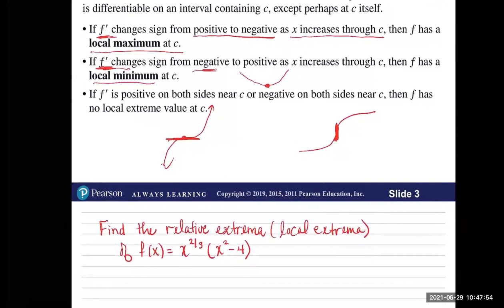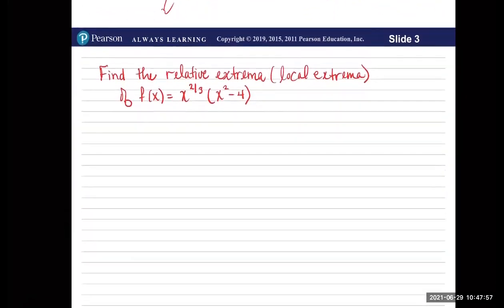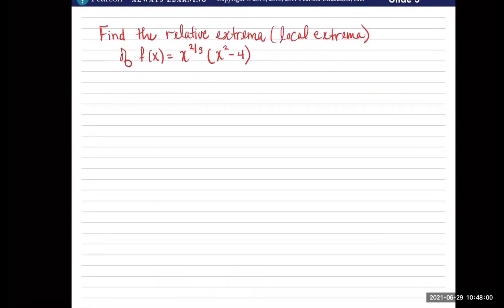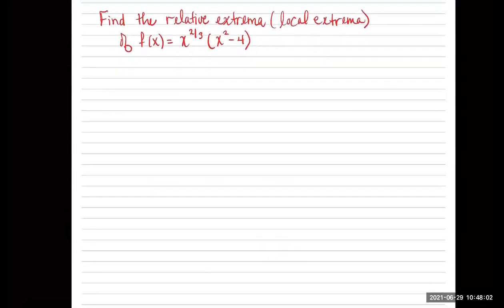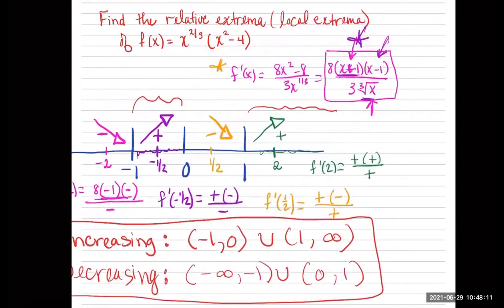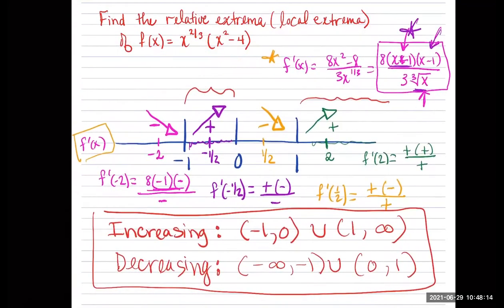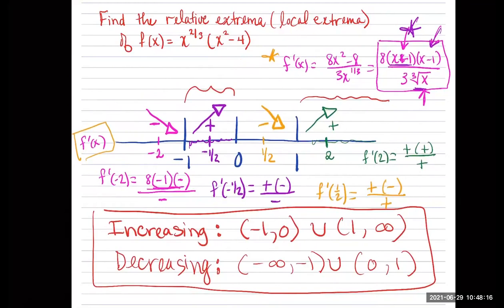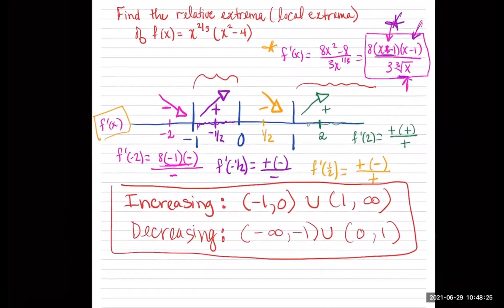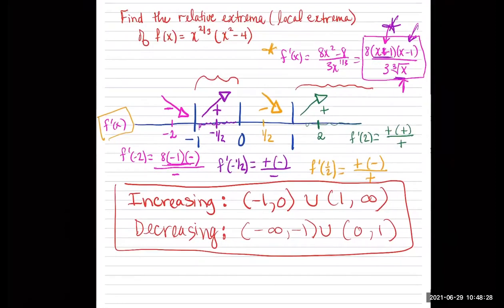Okay, so now we're going to build on that problem we did earlier. Notice this is the same function that we had up above, x to the 2/3 times x squared minus 4. We already found out where that function was increasing and decreasing, so I'm just pasting that. This is the work that we did earlier. But now, instead of just finding out where it's increasing and decreasing, the problem wants us to find the relative or local extrema. That means we want to find the relative maximum and minimum points.